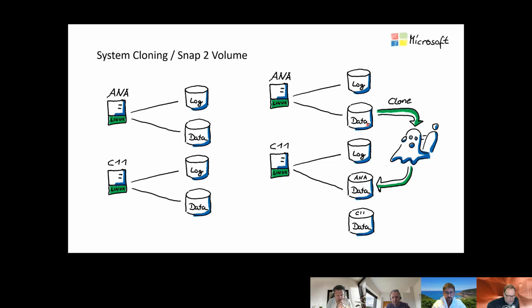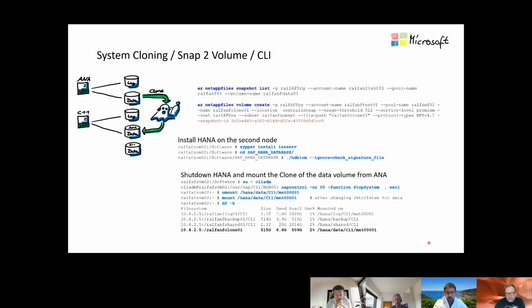So in 99.998% of cases, I think there's no roll forward required for this. This is also the reason why I show this here. What I simply do is unmount the C11 data, create a clone out of my snapshot, which I have taken on my ANA database, mount this clone on my C11, and start a data recovery process. So basically nothing different from what we have done before. It is a little bit different, but not totally crazy.